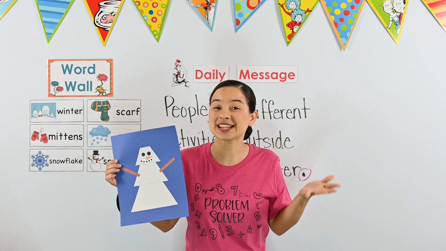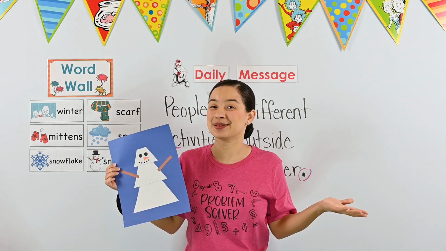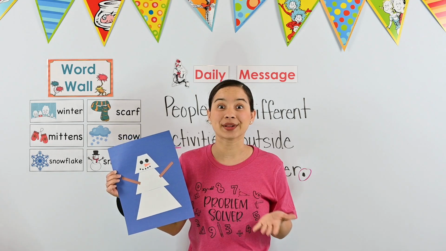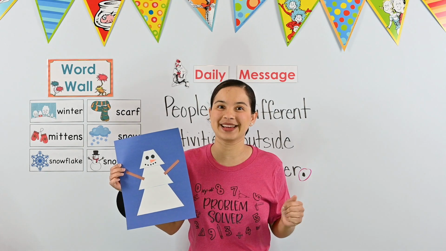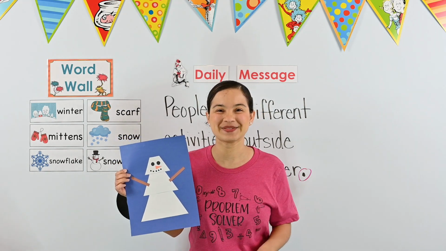You can make different types of snowmen. They don't have to be made of circles. I really like when we use the squares to make a melted snowman. That was really fun too.